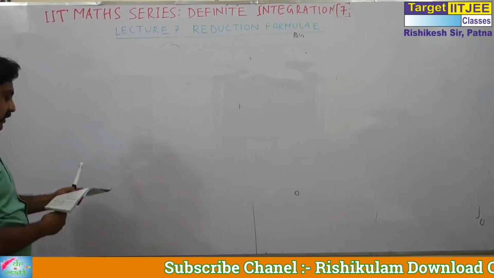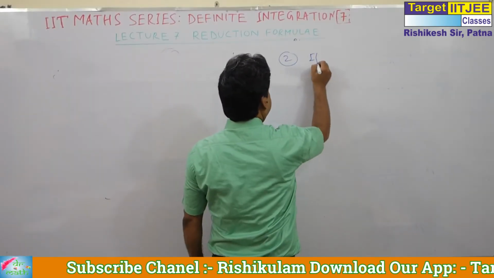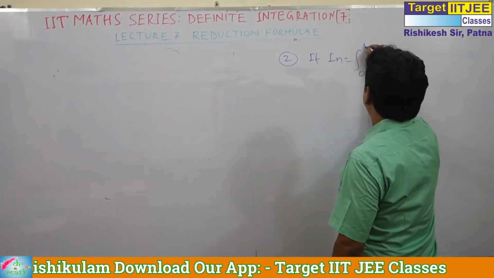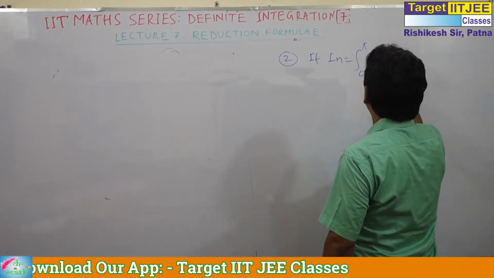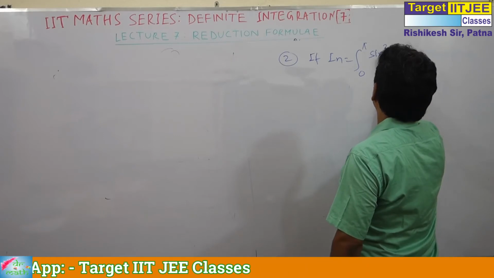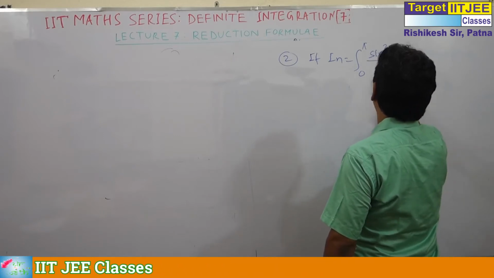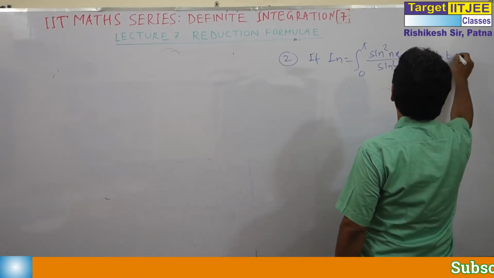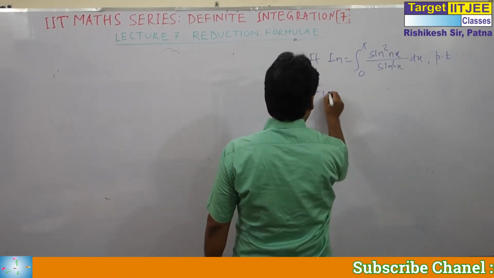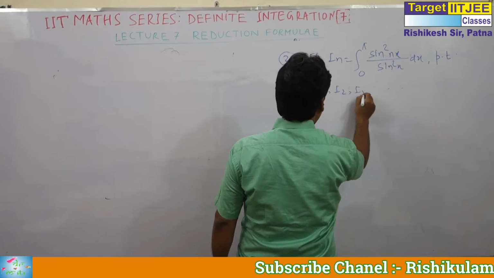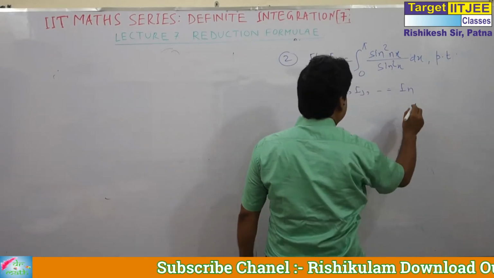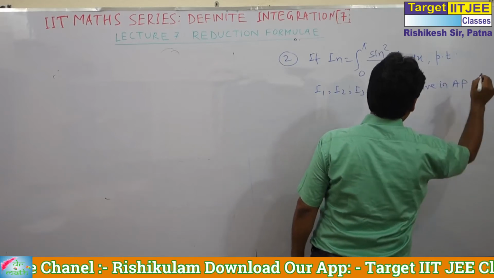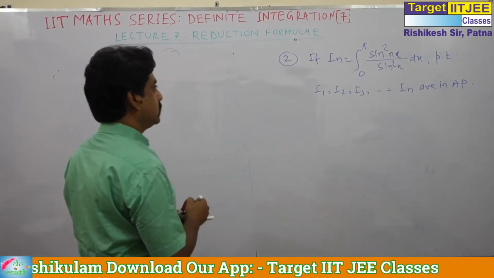Now, come to the next question. If I_n is equal to the integral from 0 to pi of sine square nx by sine square x dx, then prove that I1, I2, I3 up to In are in AP. Now, let's see the solution.